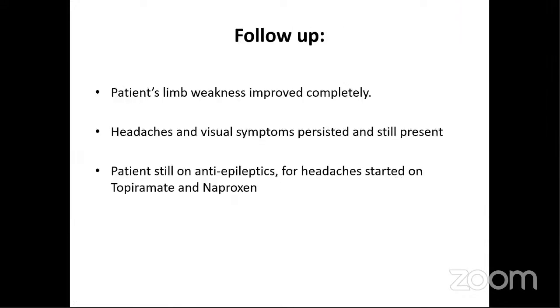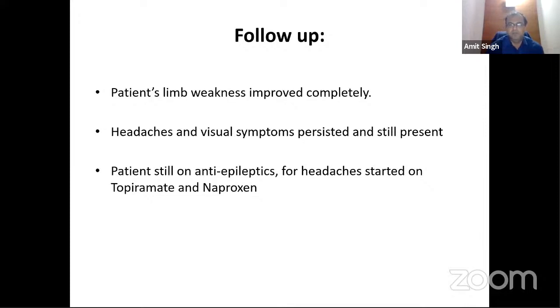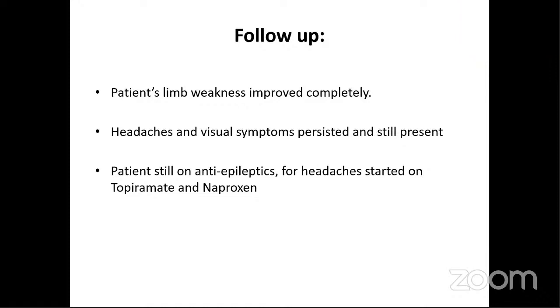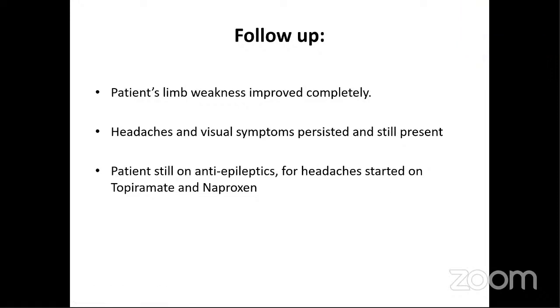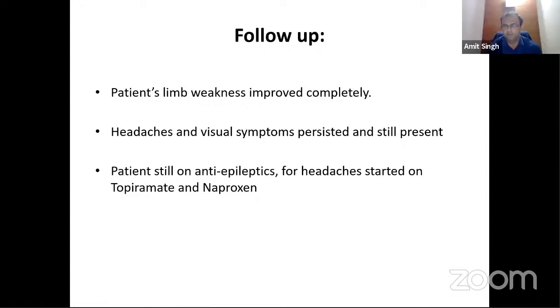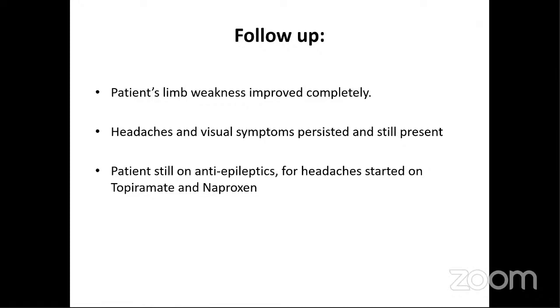So the patient was followed up. The limb weakness completely improved, but the headache and visual symptoms were persisting, and still they are present. So this video, which I have shown you, is the video after all this happened. So the patient earlier had these symptoms, migrainous character headache with visual symptoms, and for some time these headache symptoms subsided, but later on again the patient had these episodic symptoms with visual symptoms, visual auras, and palinopsia. And for this, the patient is still on anti-epileptics, and for headaches, the patient is on topiramate and naproxen. The headaches and the visual symptoms are tolerable. He never had a seizure after that.